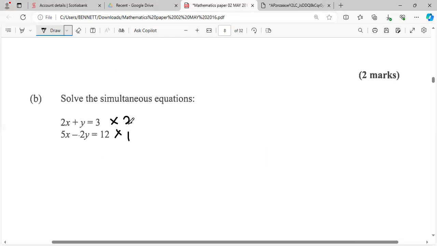2 times that would be 4x. 2 times y, 2y.